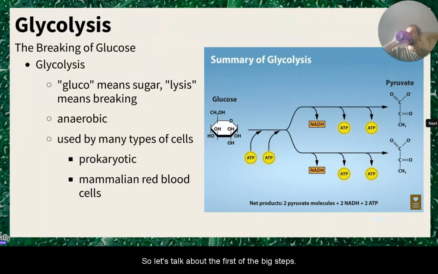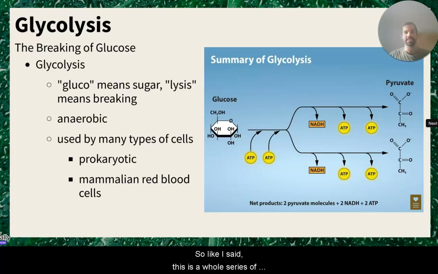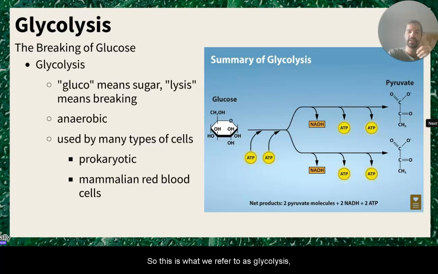So let's talk about the first of the big steps. Like I said, this is a whole series of metabolic pathways. You often see aerobic cellular respiration as that one big equation of sugar plus oxygen, you get CO2 and water. But really, a lot of those reactions have a lot of steps. So the whole cellular respiration is a number of cycles, but at its core, it has to start with the breaking down of glucose. This is what we refer to as glycolysis, just the breaking of glucose.